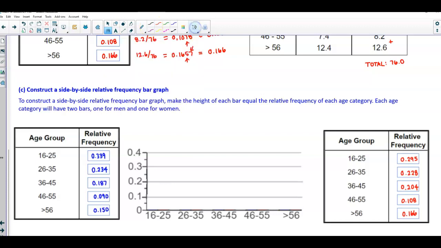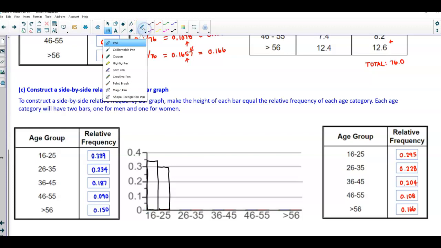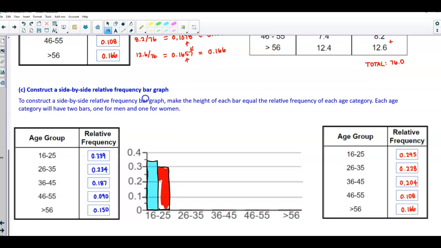So first thing we're going to do is the 16 through 25. Let's take a look at 0.339. If you round it to 2 decimal places, it'd be 0.34. So we're going to go all the way up to approximately 0.34, and then draw our bar. Then over to our right for the female group, 16 to 25, we have 0.295, which is approximately 0.30. So approximately right at 0.30, we're going to have the female group. Let's color that in so we know which one's which. This represents the male group, and then we have the female group here. So that's the side-by-side that we started.